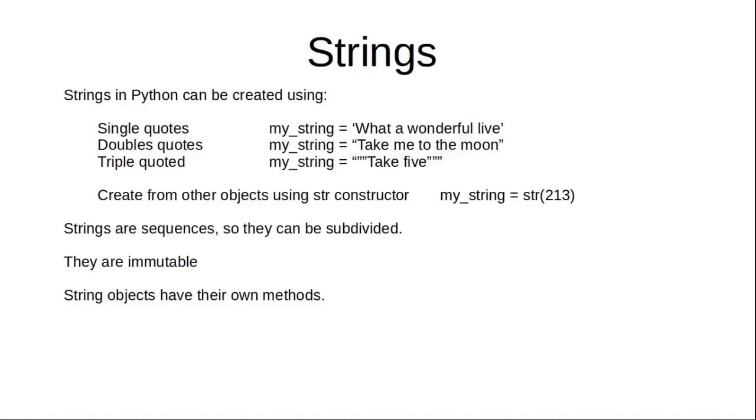Strings in Python can be created using single quotes, double quotes, or triple quotes. You can also create string objects from other objects using the str constructor. Strings are sequences, so they can be subdivided. They are immutable, and string objects have their own methods.